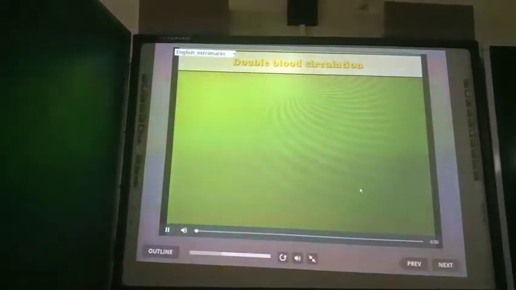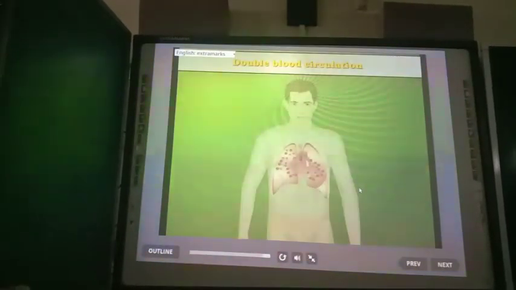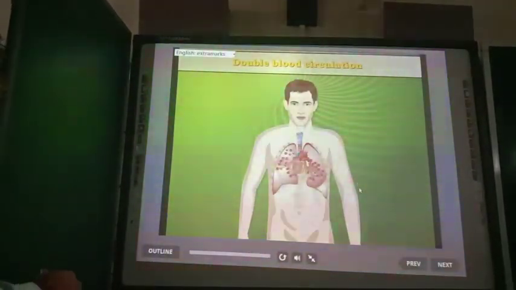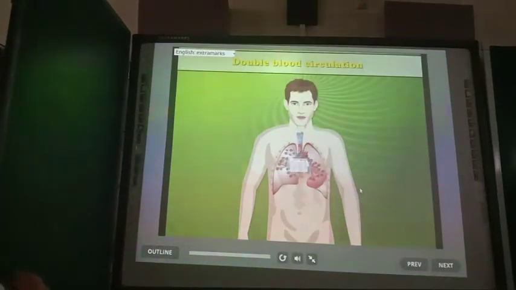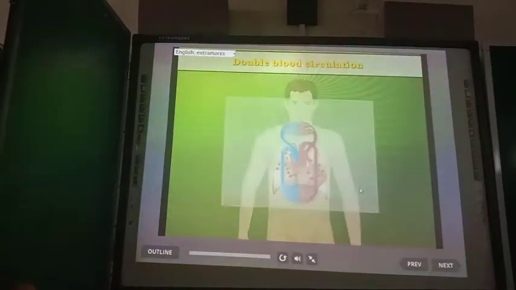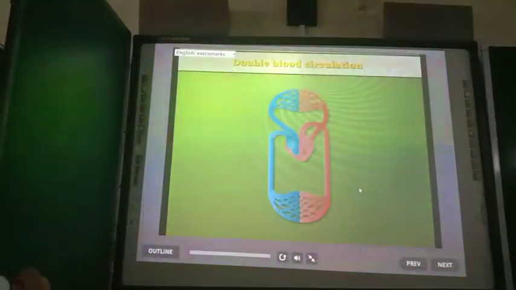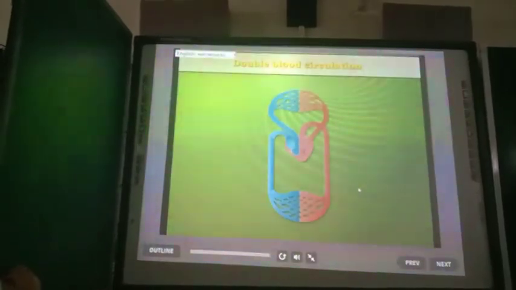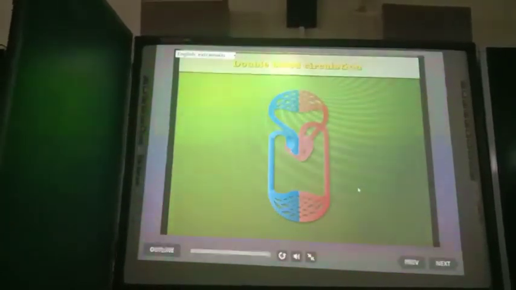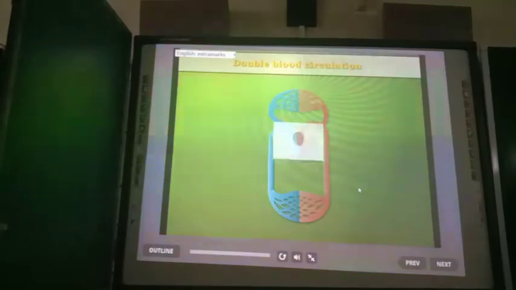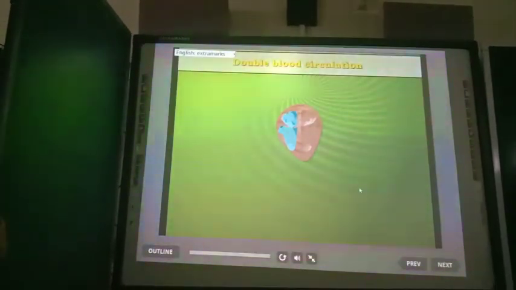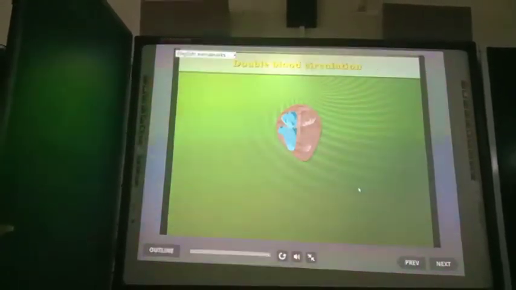The passage of blood throughout the body under the influence of the pressure exerted by the heart is called circulation. Vertebrates have closed type of circulation called as double blood circulation. Double circulation is a process during which blood passes twice through the heart during one complete cycle, ensuring that the organs get oxygen-rich blood at a faster rate as it is being pumped by the heart.